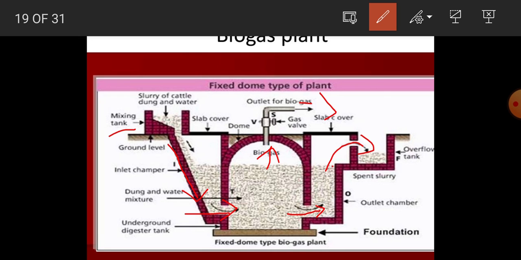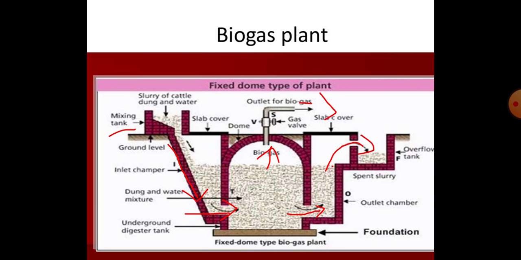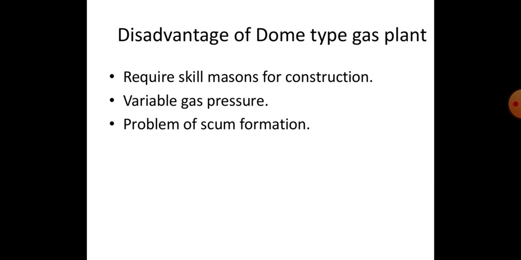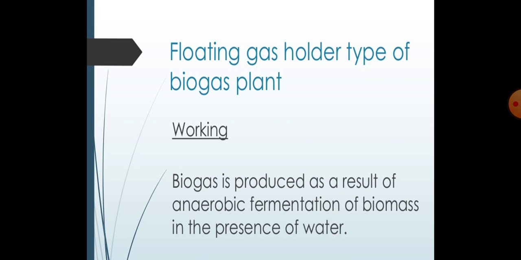The main disadvantage of this plant, as we have discussed in the last lecture, was that the construction requires skilled workers, and we are getting a variable gas pressure inside this. Okay, so today we'll see our next biogas plant. It is the floating drum type biogas plant.